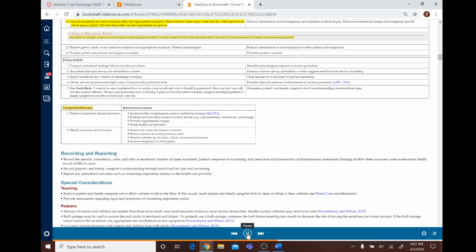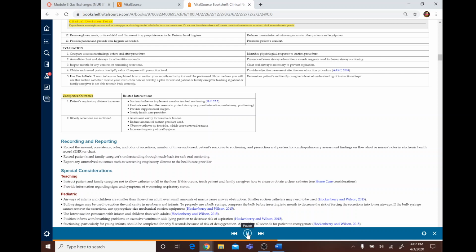11. Discard remainder of water or normal saline into appropriate receptacle. Rinse basin in warm soapy water and dry with paper towels. Check agency policy. Discard disposable cup into appropriate receptacle. Reduces transmission of microorganisms and maintains medical asepsis. Moist environment encourages microorganism growth.